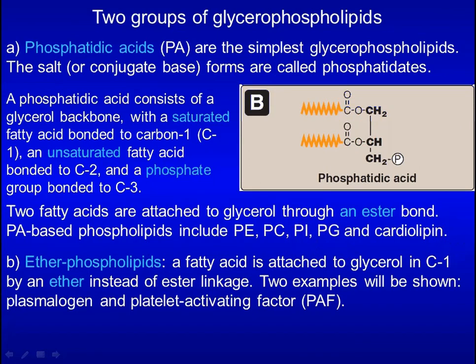Second group is ether phospholipids. A fatty acid is attached to glycerol at the C1 position by an ether instead of ester linkage. 2 examples will be shown. One is plasmalogen, another one is platelet activating factor.